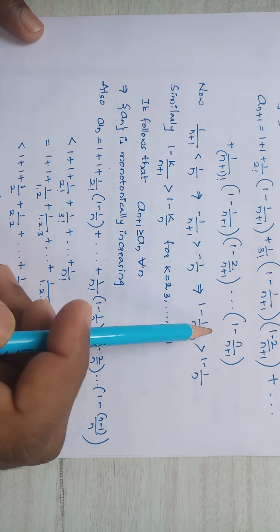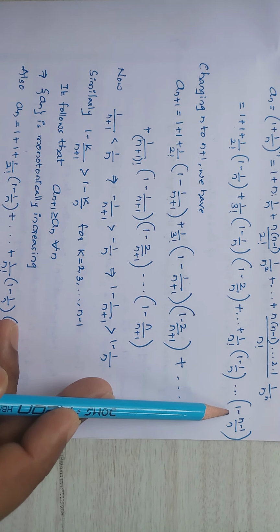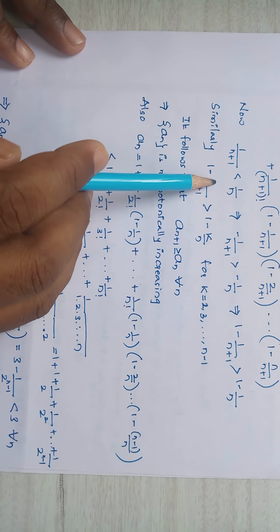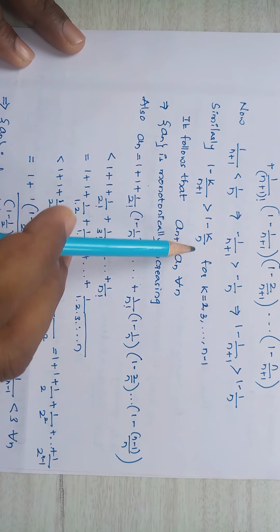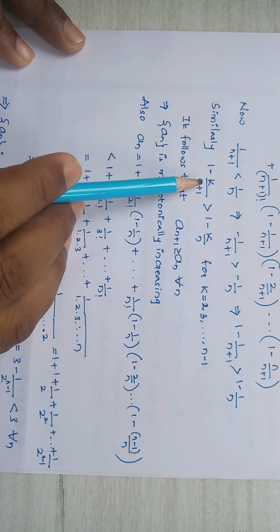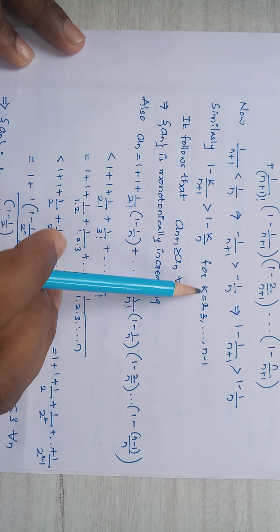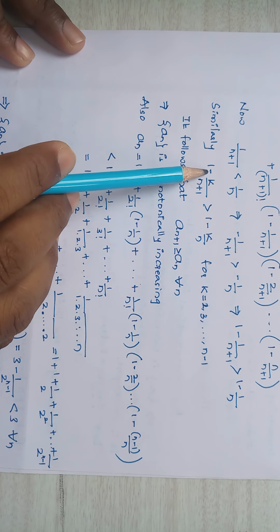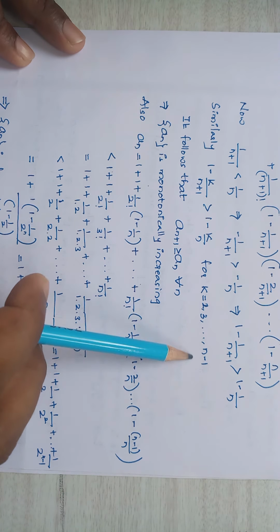So I have to compare this term with this term. So for that reason I have taken this. Okay, similarly 1 minus k divided by n plus 1 is greater than 1 minus k divided by n. So put k is equal to 2, it will become 1 minus 2 divided by n plus 1 is greater than 1 minus 2 by n. Next, if you put 3, it will become 1 minus 3 divided by n plus 1 is greater than 1 minus 3 divided by n, and so on, n minus 1 terms.